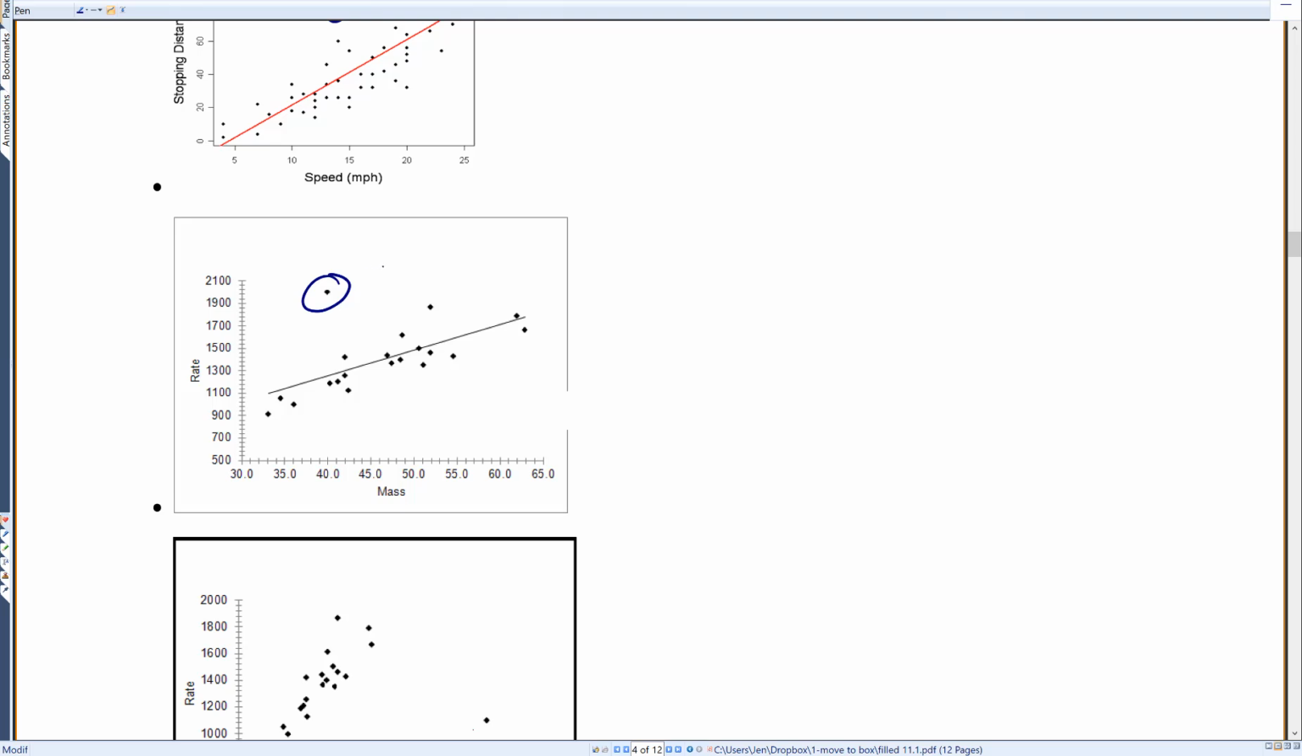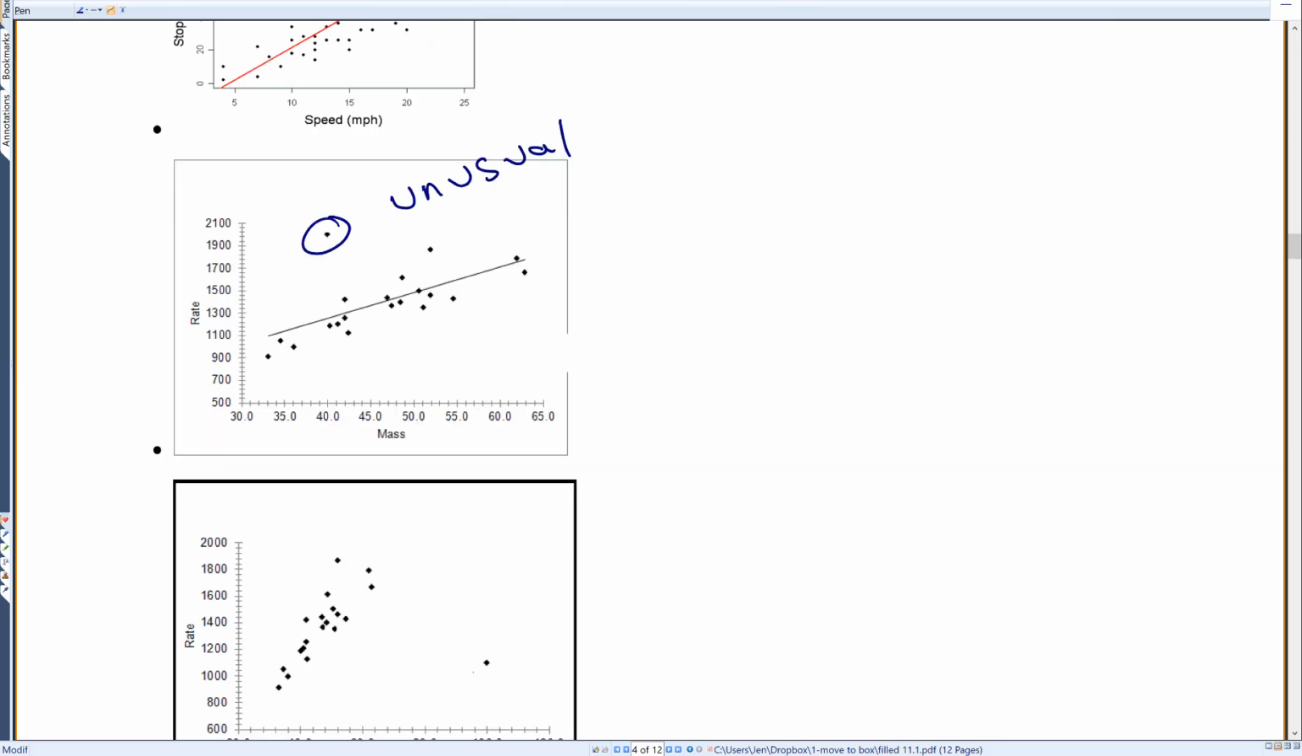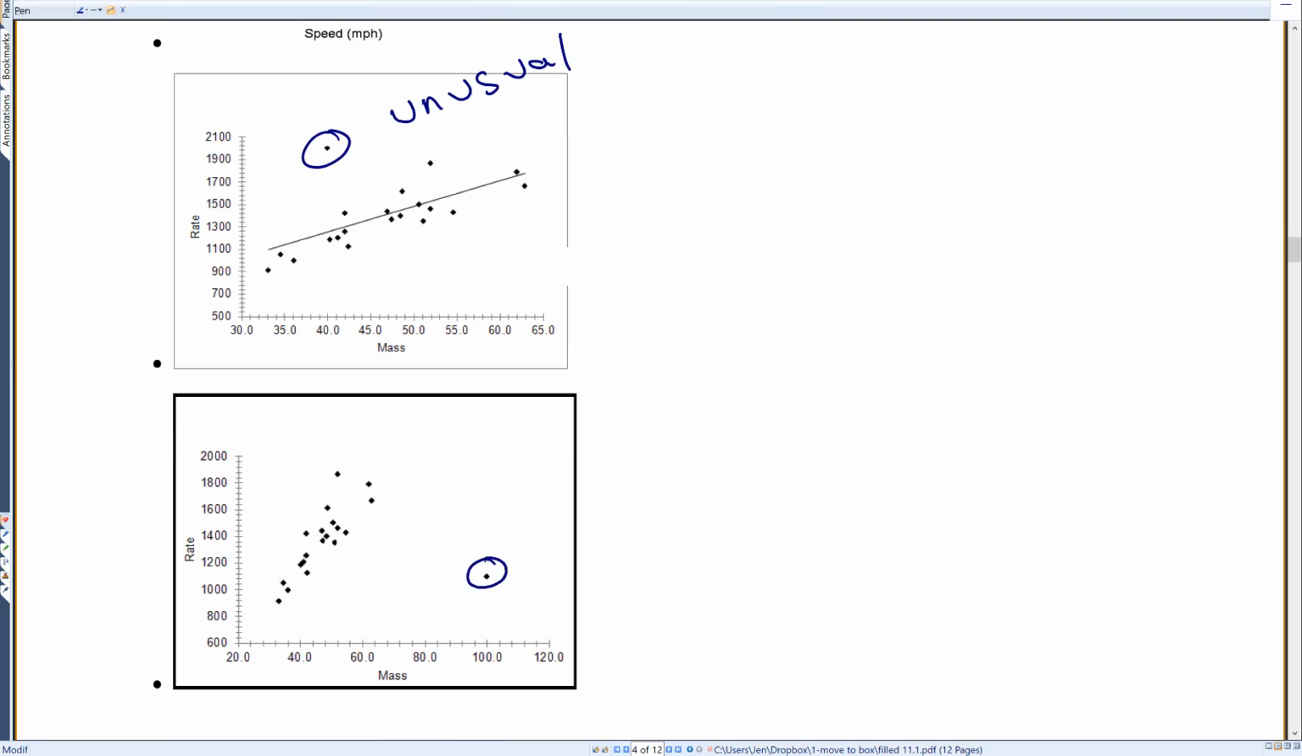Again, this one, I'd say it's probably unusual. Actually, looking at it again, I would probably say, yeah, it's going to be unusual. Because look at how all the rest of these points are down here, and that one's way up there. But what about this one? This one is definitely unusual.